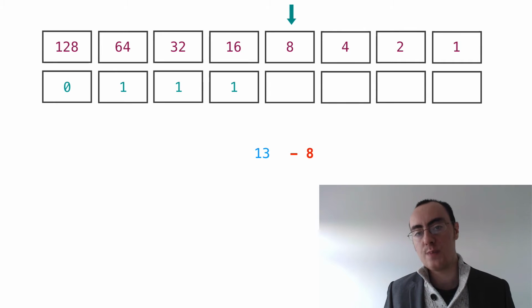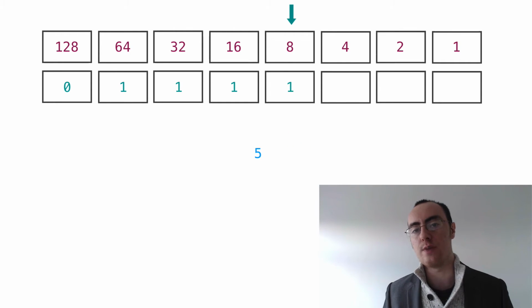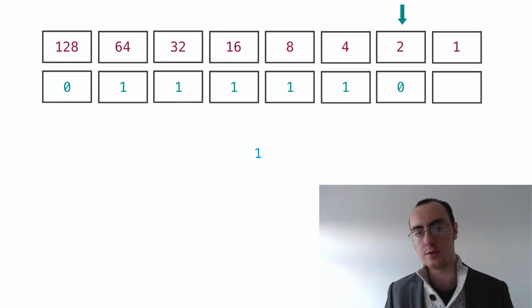Then we have the next bit, which is 8. Can you take 8 away from 13? Yes, you can. That leaves a remainder of 5. Then we have 4. Can you take 4 away from 5? Yes, you can. It leaves a remainder of 1. Can you take away 2 from 1? No, you can't. So we turn that bit off. It's either on or off, yes or no.